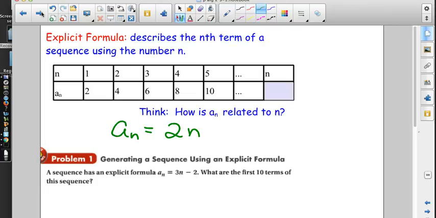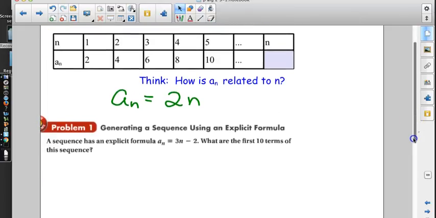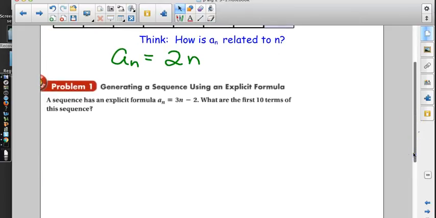Explicit formulas are great, but some sequences can't be written explicitly, and we are forced to do them recursively. Your homework actually tells you which way they want you to write it, whether they want an explicit or a recursive formula. So this one says, now that we know how to get one, we also need to be able to use them. Typically, this shows up on the MCAs.